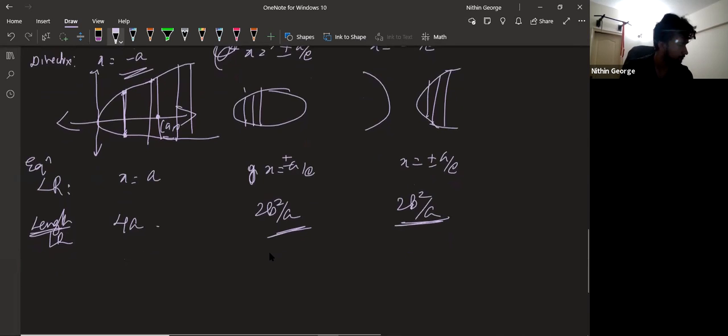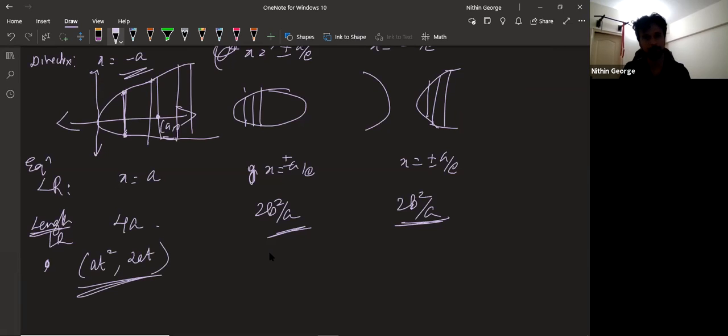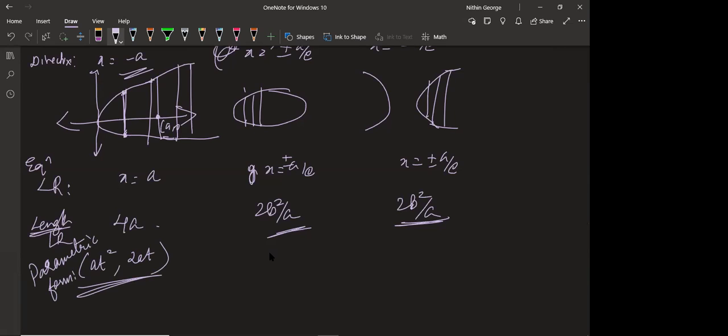Then parametric form. At square, 2at. You know this parametric form? Yes, sir.